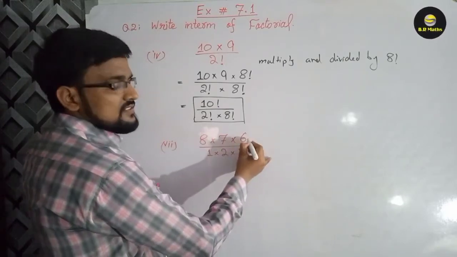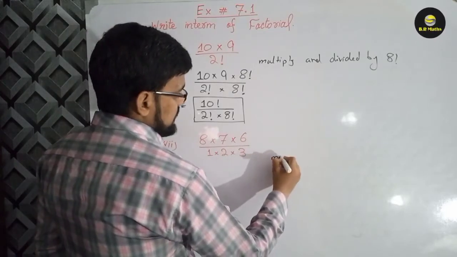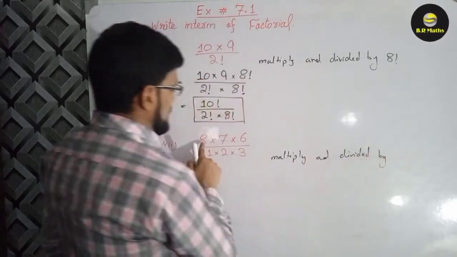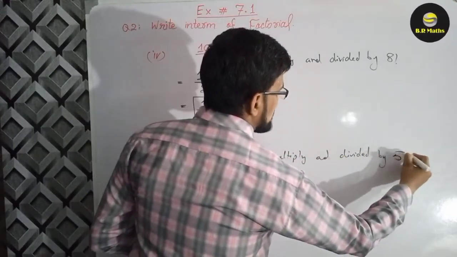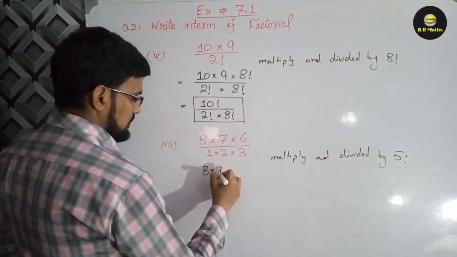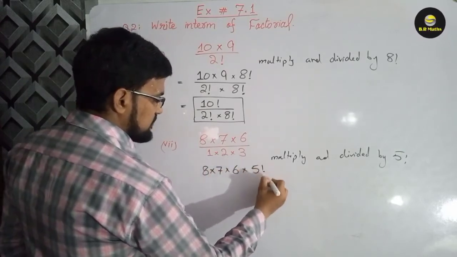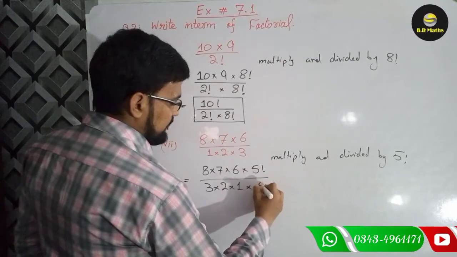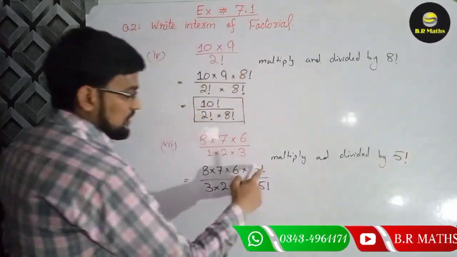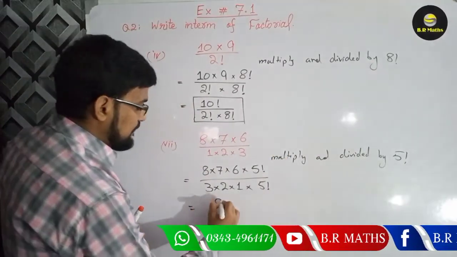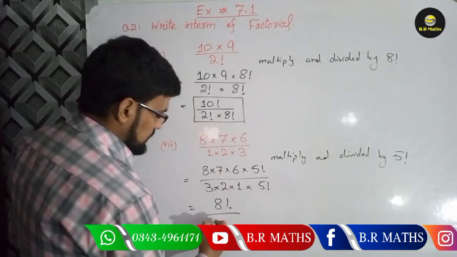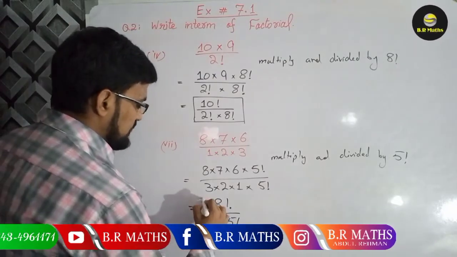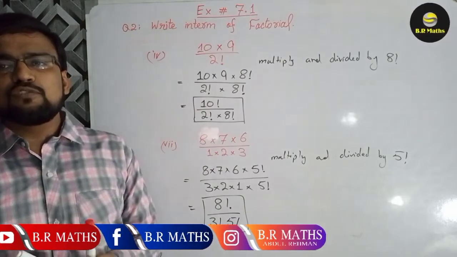So firstly 8, 7, 6, convert into factorial, then multiply and divide by 8, 7, 6 and then 1 less, which means 5 factorial. Okay, 5 factorial and divided by 1, 2, 3. You can also write it in the form 3, 2, 1 and then 5 factorial as it is. So it becomes 8, 7, 6, 5 factorial, which becomes 8 factorial, and 3, 2, 1 is 3 factorial, and this one 5 factorial. So this is the result: 8 factorial over 3 factorial, 5 factorial.